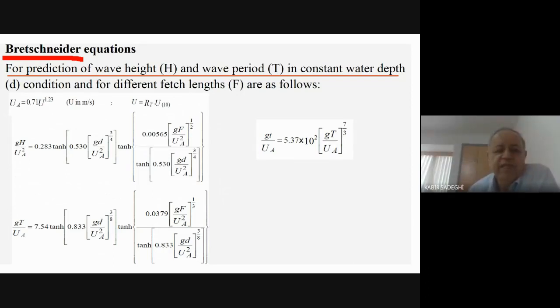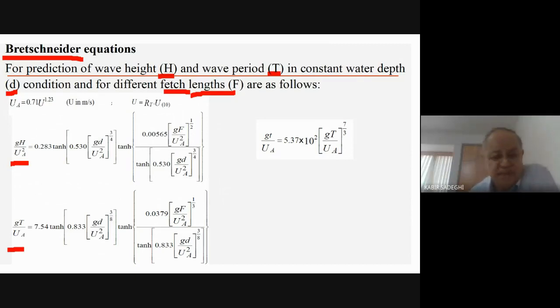The Bretschneider equations are for prediction of the wave height, which is abbreviated by H, and wave period, which is T. These are the two main characteristics that we need to design the other things, along with the water depth and the water depth condition, and also the fetch length. We can calculate wave height from this formula and the wave period from the other.